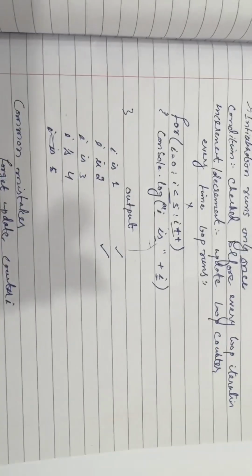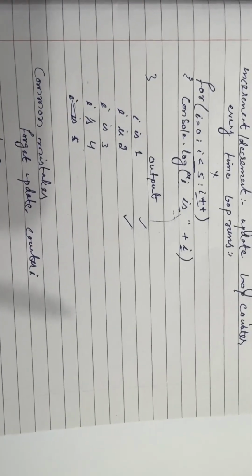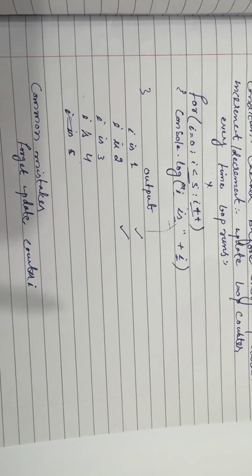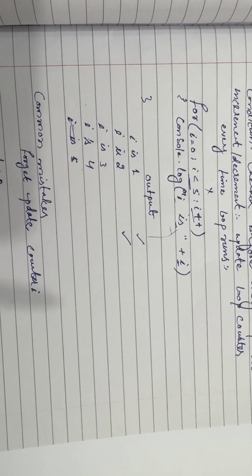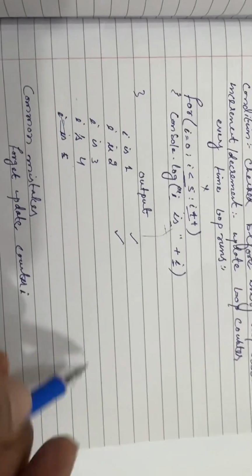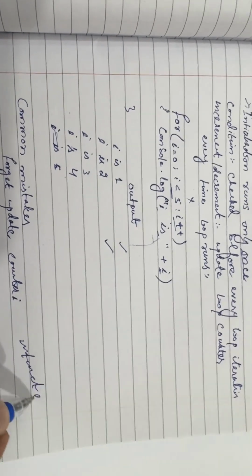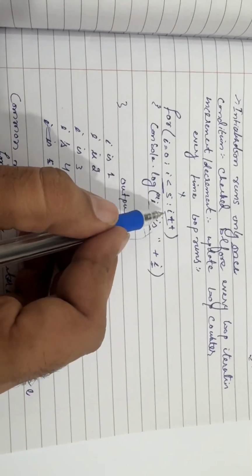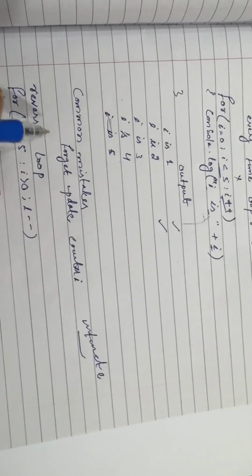Okay, so for the common mistakes that many people make while running the for loop, they forget to increment the iterator. So it runs forever for the same value, which causes an infinite loop. So you must verify that the incrementer is incremented. So this is the for loop.